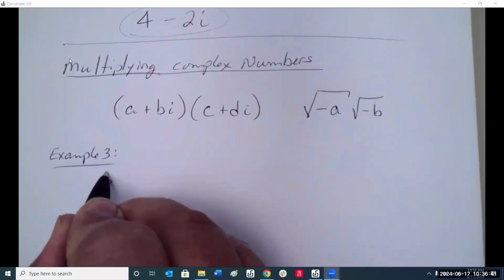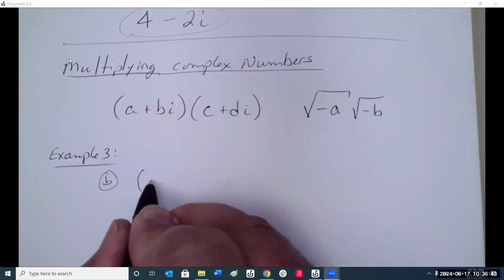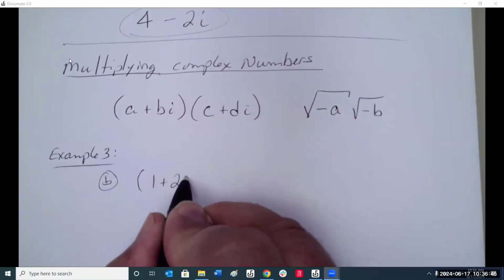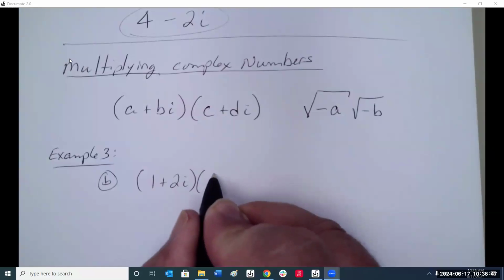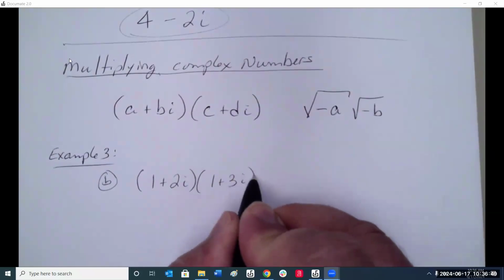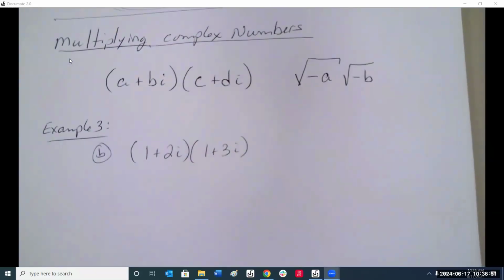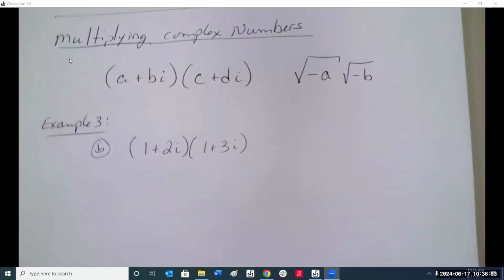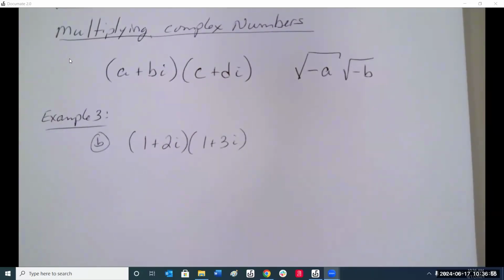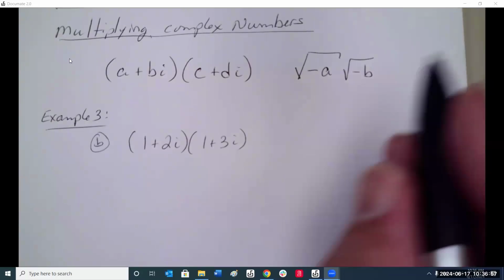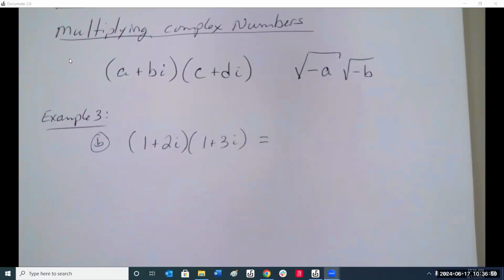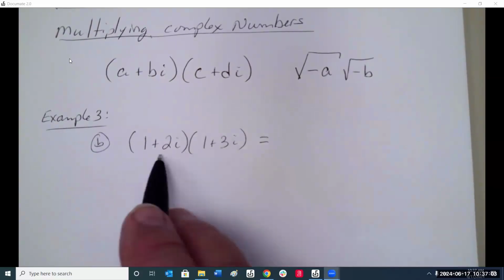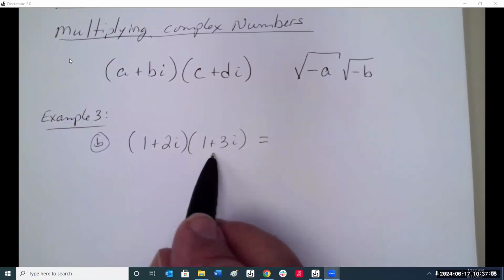Example three, look at B first. 1 plus 2i, 1 plus 3i. Here we have to use the FOIL technique because we're multiplying binomials times binomials, two terms by two terms.